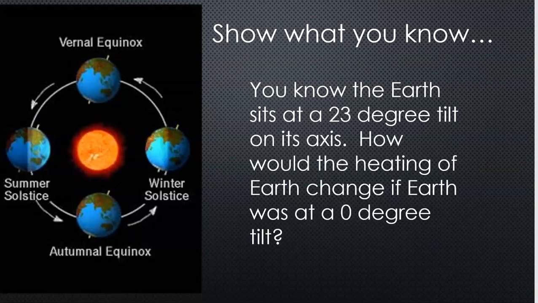So in today's Show What You Know, I want you to take a look and see, here we've got Earth sitting on its axis, and we can see it revolving around the sun. Imagine for a second that we took away that tilt, okay? And Earth was kind of sitting upright with its northern pole facing straight north and its southern pole facing straight south. How do you think the heating of the Earth would change if Earth was at a 0 degree tilt? Think about it and show me what you know.